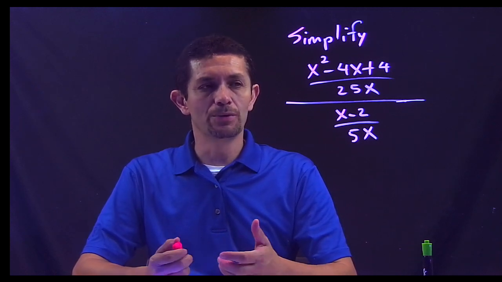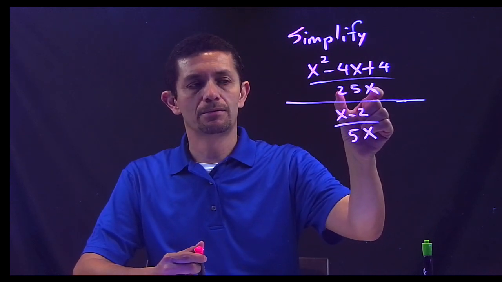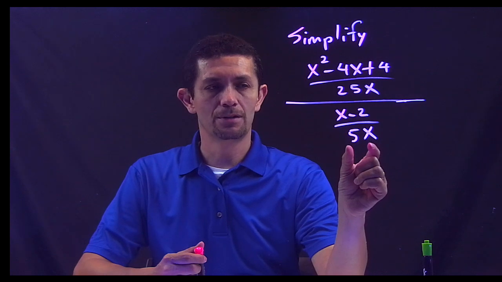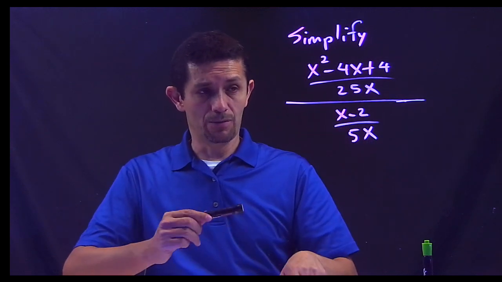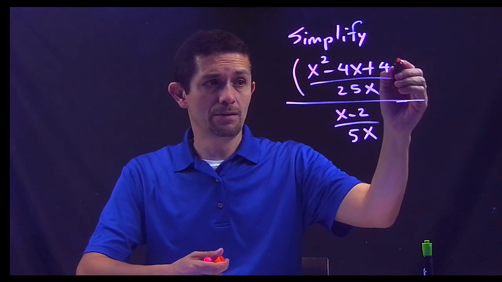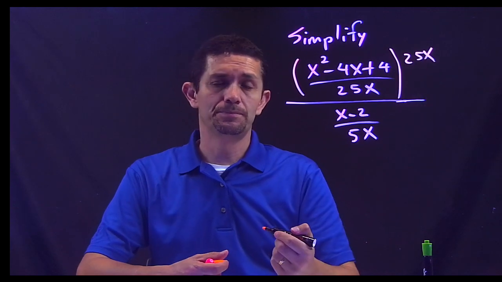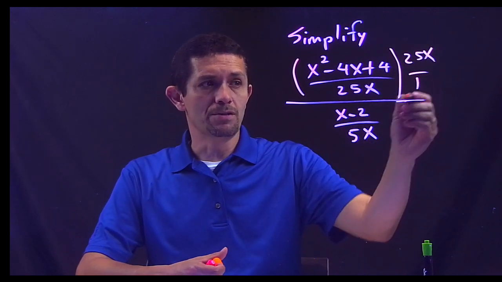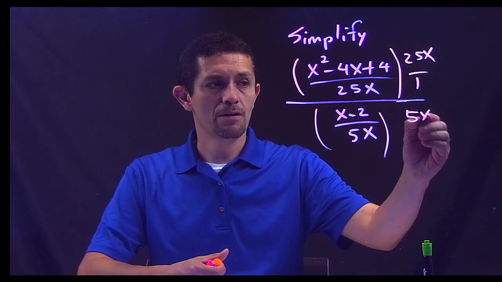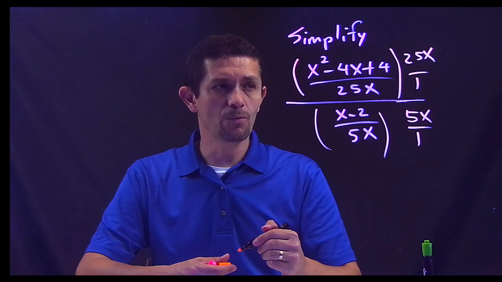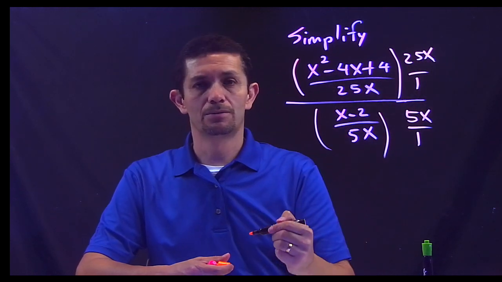The whole idea is the following. I don't want to have denominators. The denominator from the top is 25x. The denominator from the bottom is 5x. I don't want to have those. So if I want to cancel the denominator from the top, I'll have to multiply times 25x over 1, obviously. If I want to cancel the denominator from the bottom, I have to multiply times 5x, right, over 1. So 25x times all this divided by this, they cancel out.